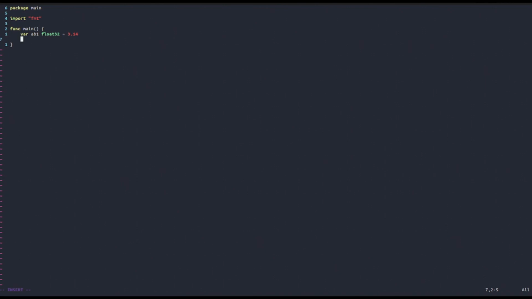So let us try to use the Printf function and print out its type and its value. Let's insert %T and then AB1. So let's see. As you can see, we got float 32 and then 3.14. So what if we now set it equal to float 64? Oops, okay. Then we get that it is of type float 64.